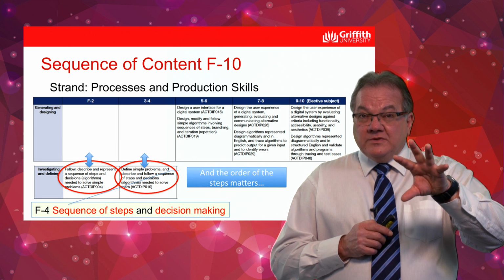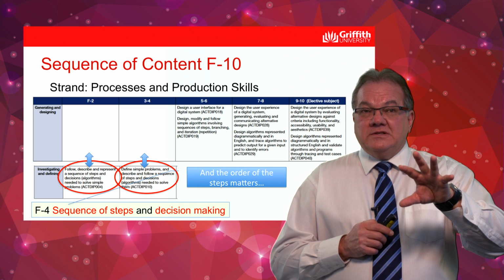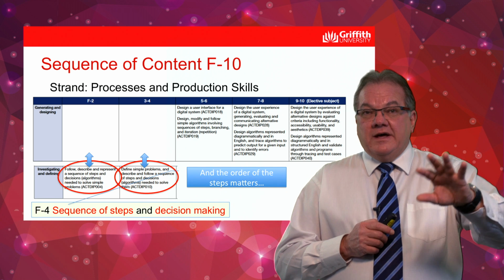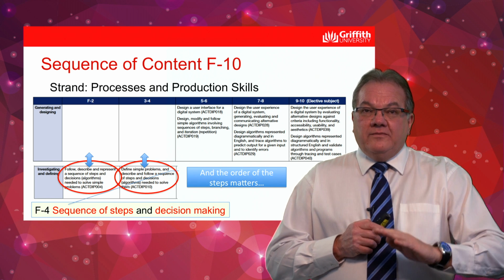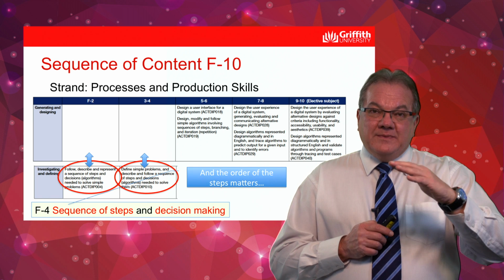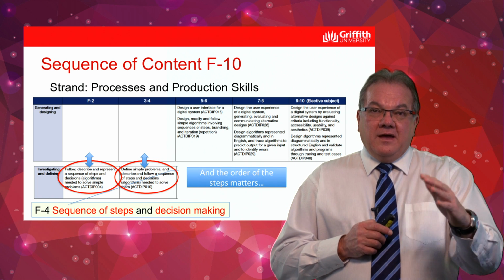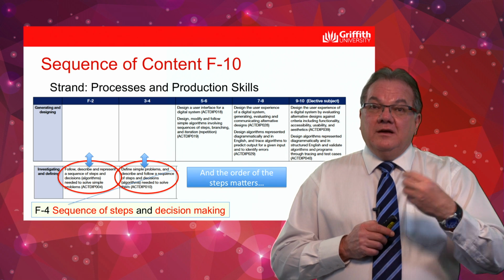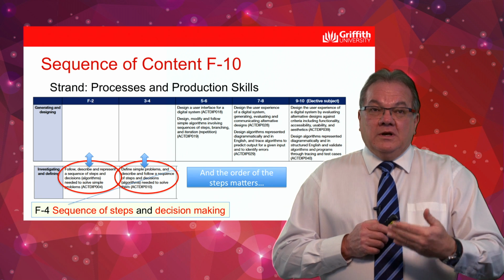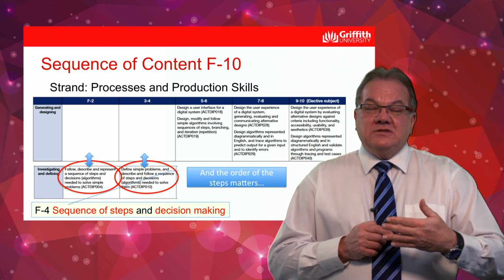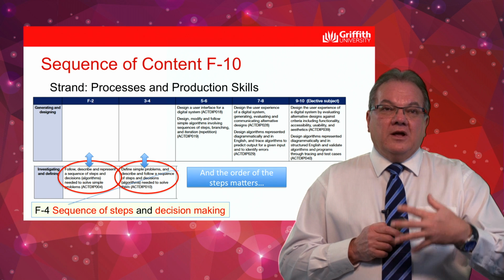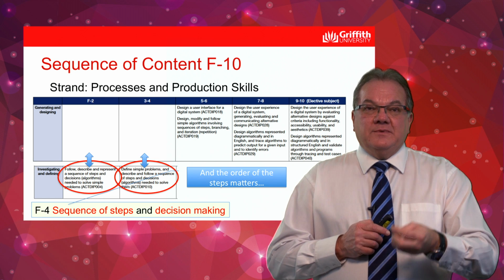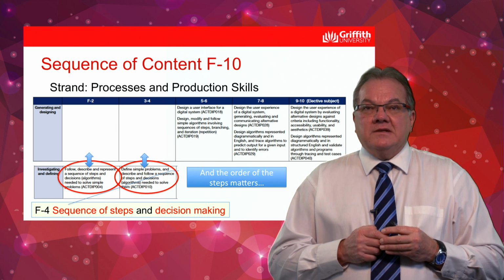Looking at the sequence of content in the strand of process and production skills, you can note going from F to 2 and 3 to 4 that there's nothing provided in there. So it's important we refer back to our discussion of the expectations in the sequence of content F to 4 for investigating and defining in the previous topic. Importantly, for F to 4, the expectation is that students can describe, follow and represent a sequence of steps, and that they make decisions about those steps. And notice that the order of the steps matters.